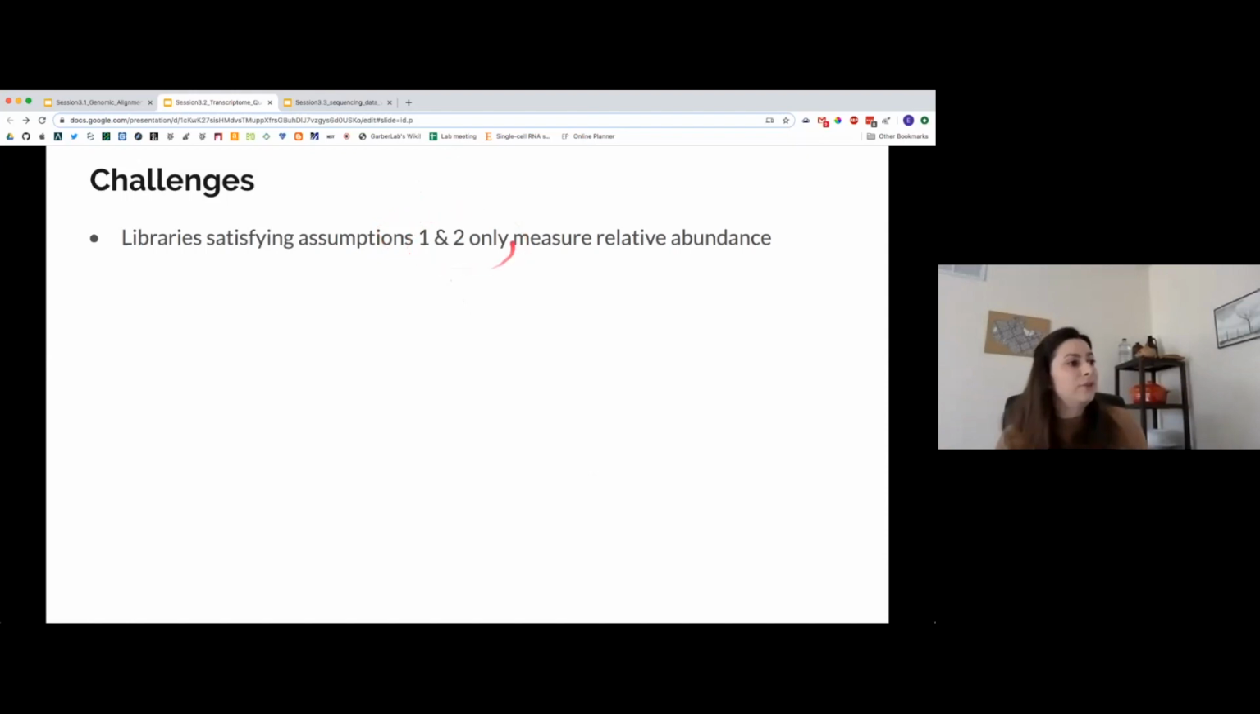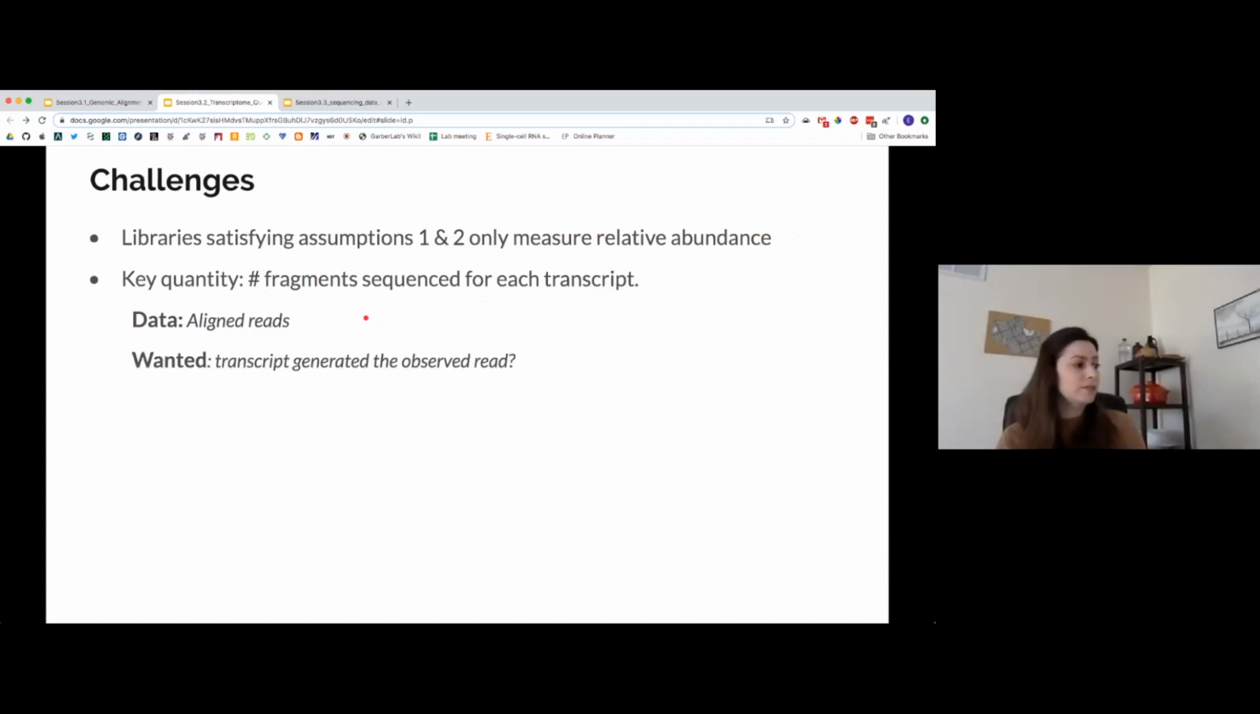And even if you do have libraries that satisfy those two assumptions we just stated, that are more complex than the number of reads you sequenced, and that the reads are shorter than the actual original transcript, you can only measure relative abundance. The key quantity that we're after is how many fragments were sequenced for each transcript. The data you have is aligned reads, and now you want to count how many fragments you have of each transcript. So what you want is which transcript, and what amount of it, generated the observed reads you have.